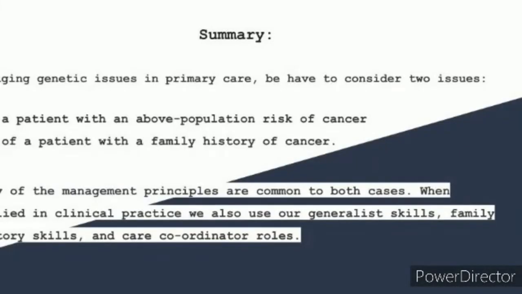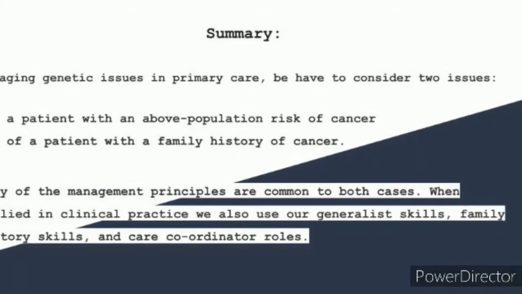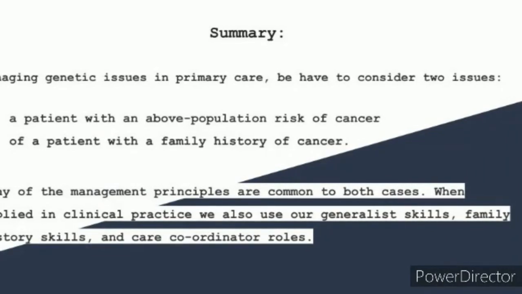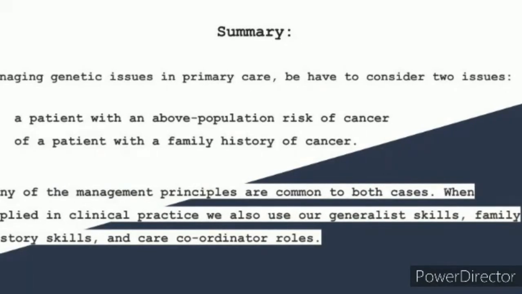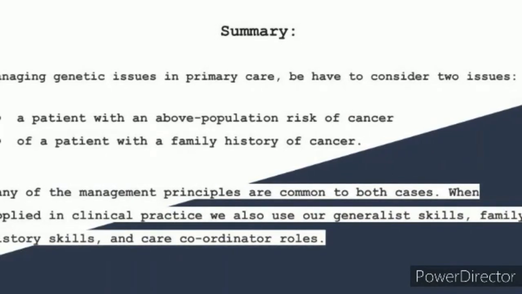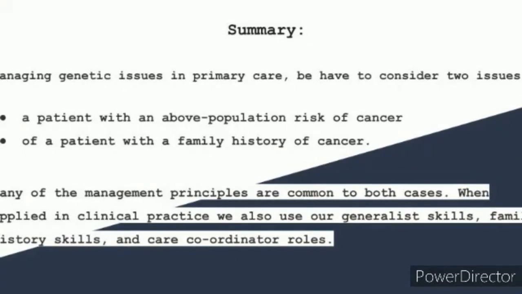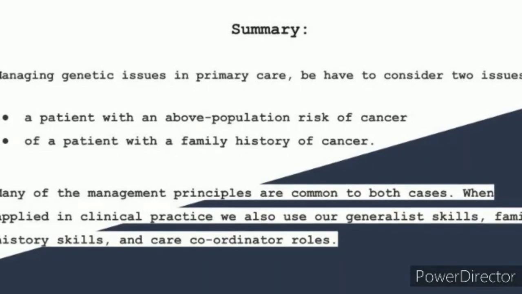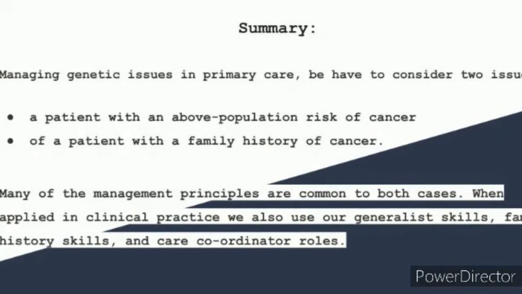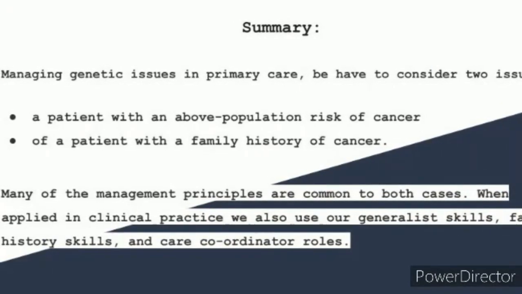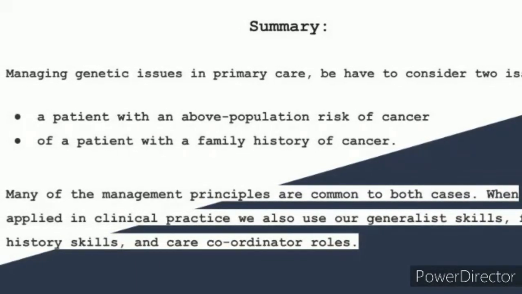To summarize, managing genetic issues in primary care, we have to consider two issues. First, a patient with an above population risk of cancer is a patient that perhaps has a kind of work, for example, which implies environmental factors that are very important to develop any cancer. And the other is the patient with a family history of cancer. Both of these are extremely important to consider when we do the medical report for the patients. Many of the management principles are common to both cases.